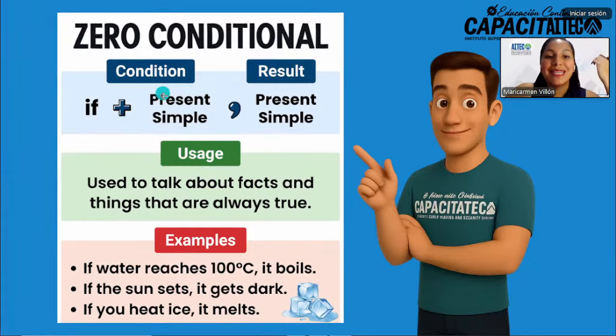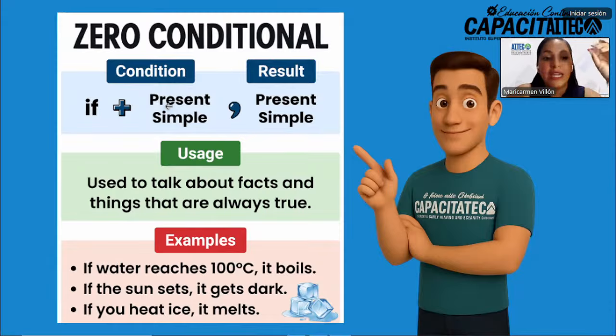And what is the tense we're going to be using? ¿En qué tiempo vamos a estar utilizando el condicional cero? In present simple. El resultado también va a ser en presente simple. Usage, el uso. Used to talk about facts and things that are always true. Este uso del cero condicional es para hablar de hechos que siempre son verdad, son reales, son comprobados científicamente.